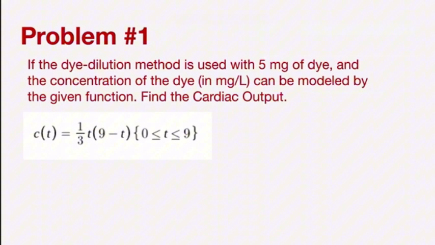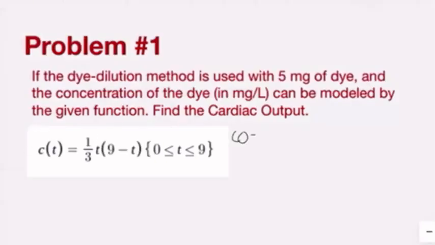First problem. If the dye dilution method is used with 5 milligrams of dye, and the concentration of the dye in milligrams per liter can be modeled by the given function, find the cardiac output. Okay, so our first step is going to write the cardiac output function, which is quantity of dye over the integral between 9 and 0 times the concentration function, which is 1 over 3t times 9 minus t, and then with respect to time.